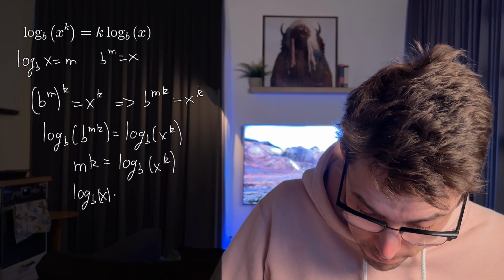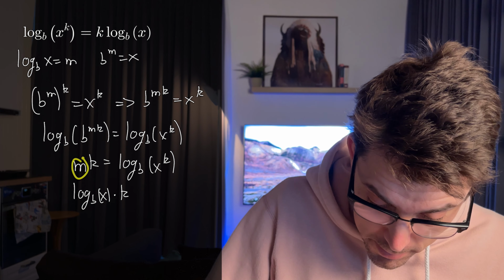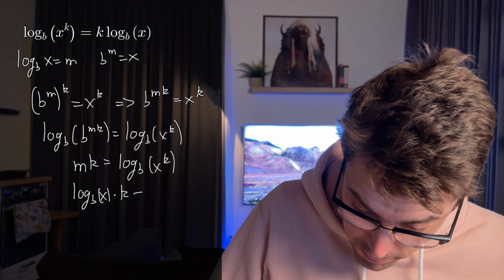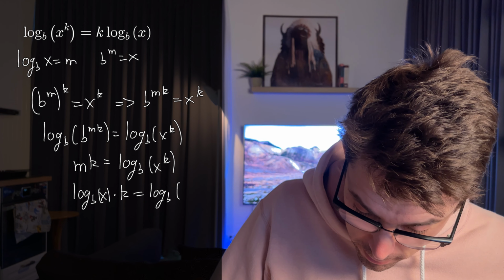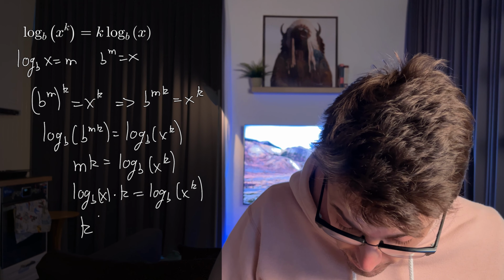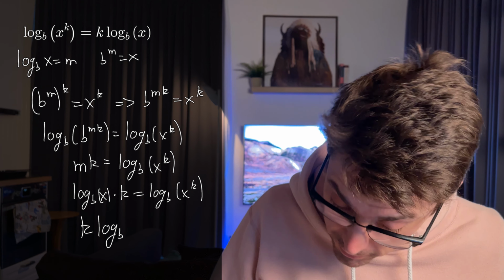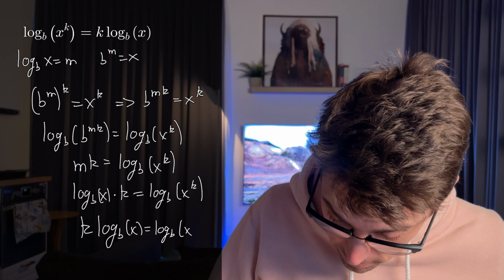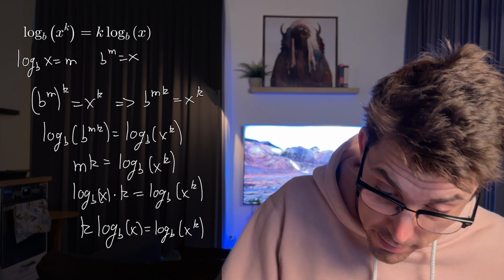And I'm multiplying that by k, because again, this is m times k, so this is also m times k. And what is that equal to? Log base b of x to the power of k. So I actually have it right now. Let me kick the k out to the front as a coefficient. Log base b of x to the k. And there we go. That's it right there.